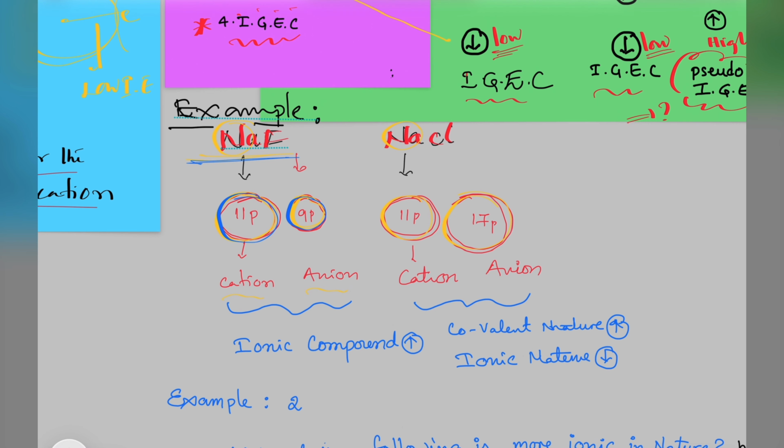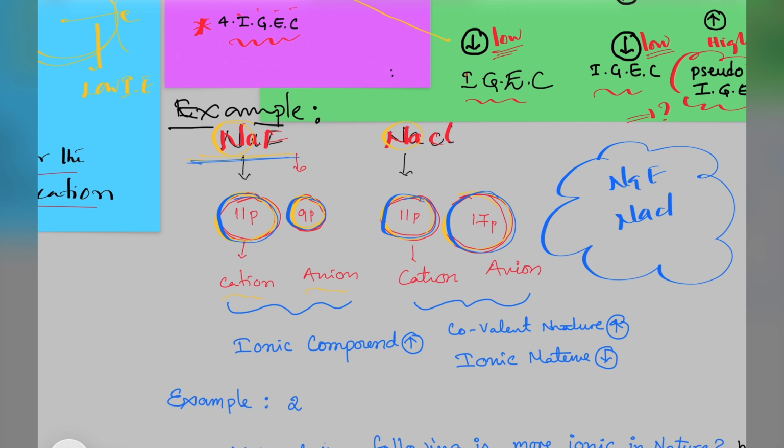Now here, sodium chloride is a well-known compound. Here this is the cation, this is the anion. Now tell me which is the ionic compound: whether sodium fluoride is ionic or sodium chloride is ionic. According to your knowledge of Fajans rules, this is more ionic, this is less ionic.